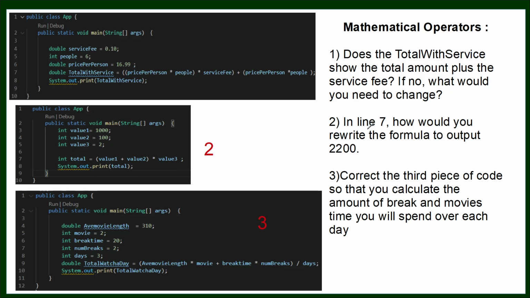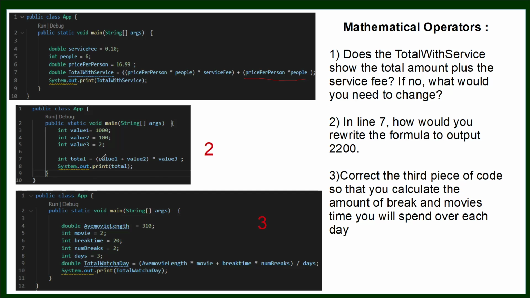Okay, so in the first one I've just added another total there. So this first section will work out the service fee, and then we're just adding that service fee to the total amount to get the total with service. We don't actually need these brackets because the multiply comes before the add. So we could remove these brackets and still get the same number.